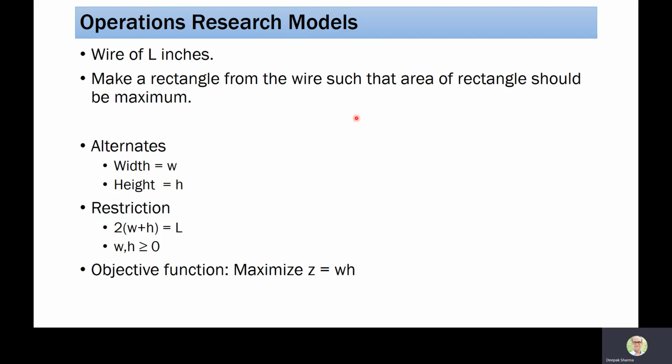Now, what could be the objective function? As the problem statement says, the rectangular area should be maximum. So we are maximizing Z, which is equal to W into H, which is nothing but the area of the rectangle. And we know the optimum solution for the given problem is when W is equal to H, and that will become the solution for this particular problem.